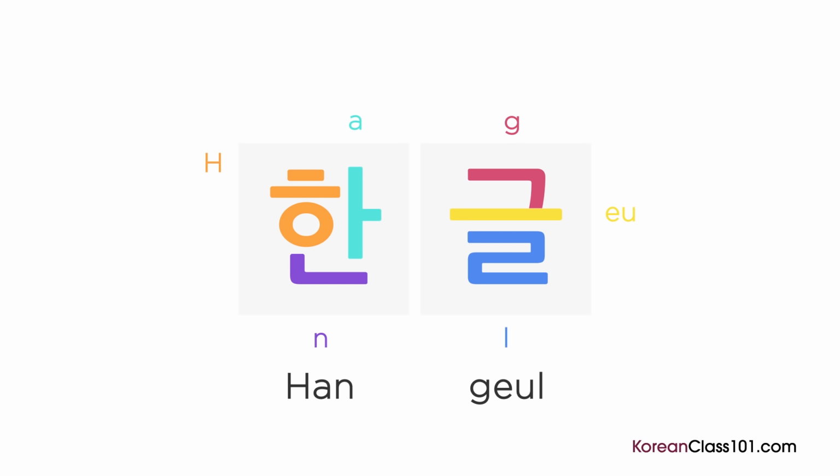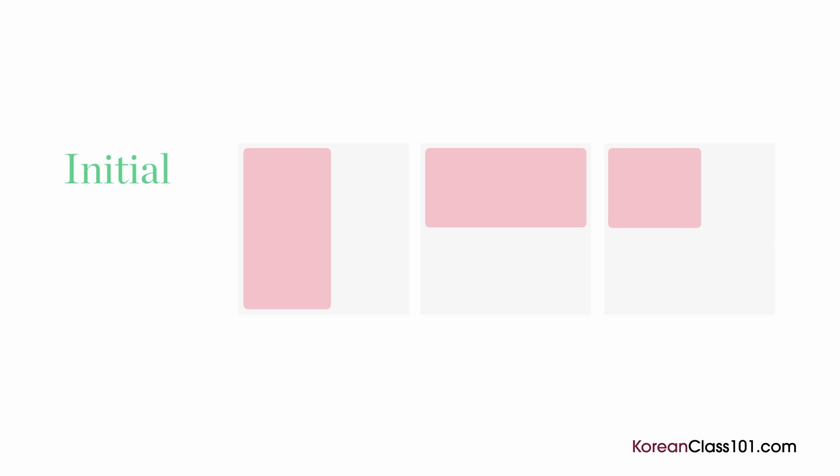You can think of each block as a square which you need to fill in using consonants and vowels until you've created a syllable. Every block will require a minimum of one consonant and one vowel to create a syllable. Usually, though, Korean syllables will consist of three parts: the initial, medial, and final. Initials are written at the top left of the block. Initials will always be consonants.